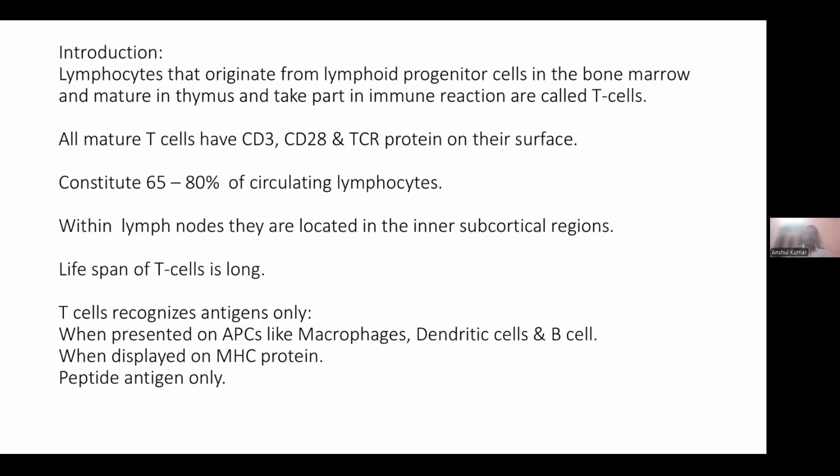We know that B cells usually mature after the formation. They mature in different parts of the body. If they mature in the bone marrow, they are called B cells, and if they mature in the thymus, they are called T cells. Now, on the T cells, there are different types of receptors present, mostly CD3, CD28, and the T cell receptor protein on their surface.